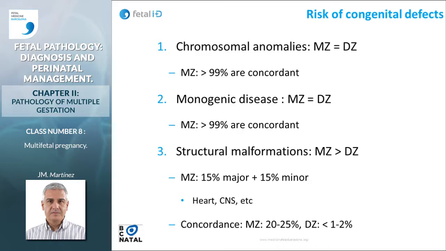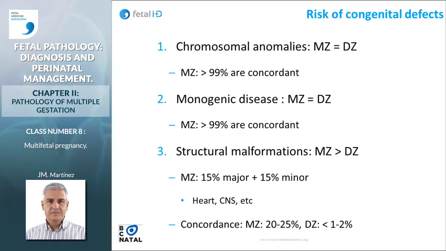Nevertheless, regarding structural malformations, monozygotic twins have more risk of having one than dizygotic twins, because the fact that there is a division of a single cell means that especially the defects of the midline, such as the heart and central nervous system, are greater. The risk is 15% higher than in dizygotic pregnancies.